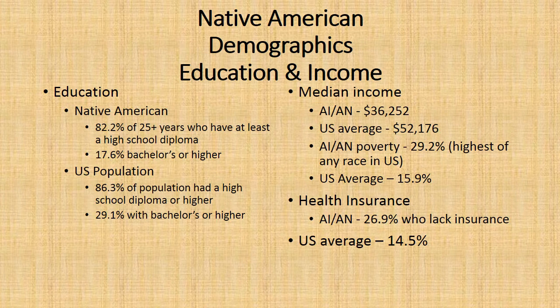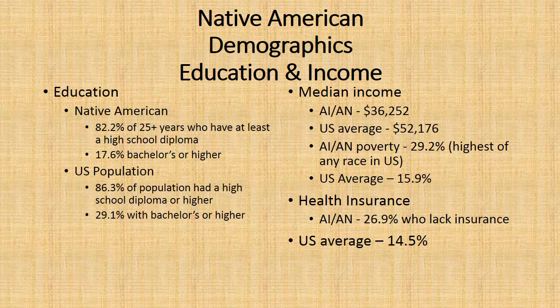As we continue through, we come upon education in the Native American population. Here we have a comparison, with 82.2% of Native Americans 25 years and older having at least a high school diploma, and 17.6% with a bachelor's degree or higher. In comparison, in the U.S. population, 86.3% had a high school diploma or higher, with 29.1% having a bachelor's degree or higher. As far as education, that is completely worked on by the tribal.